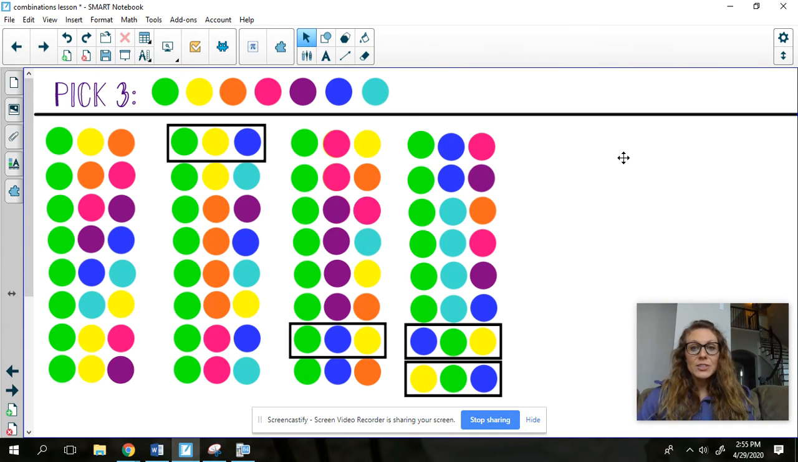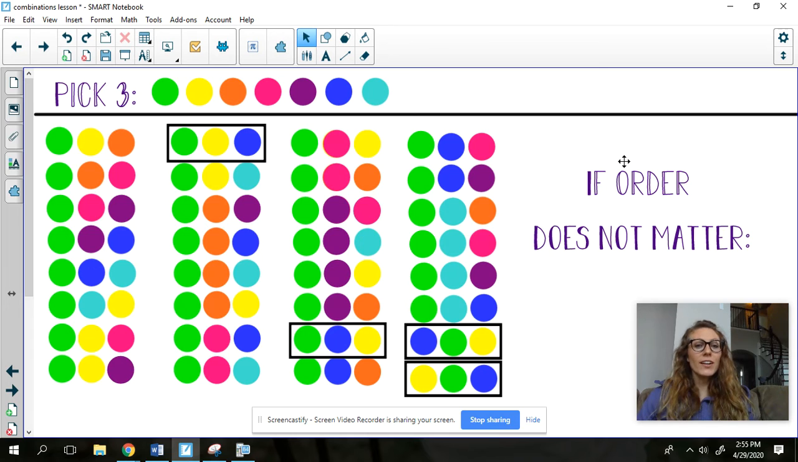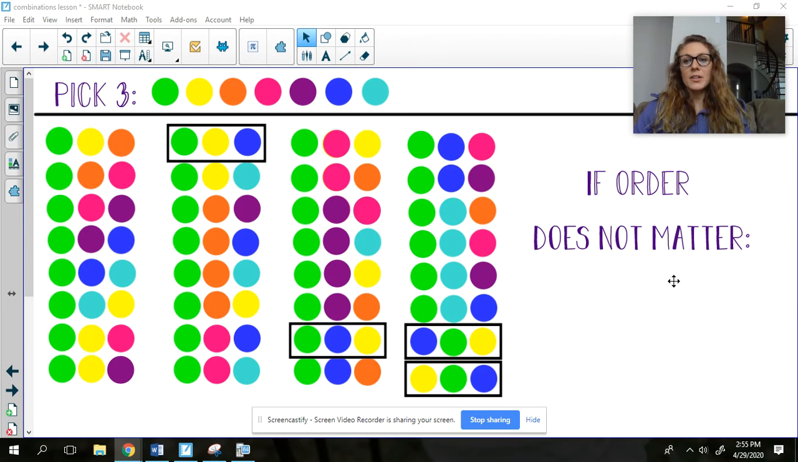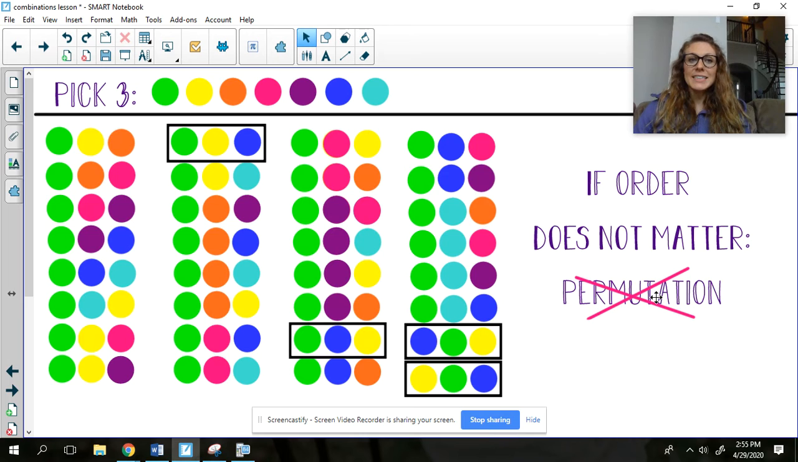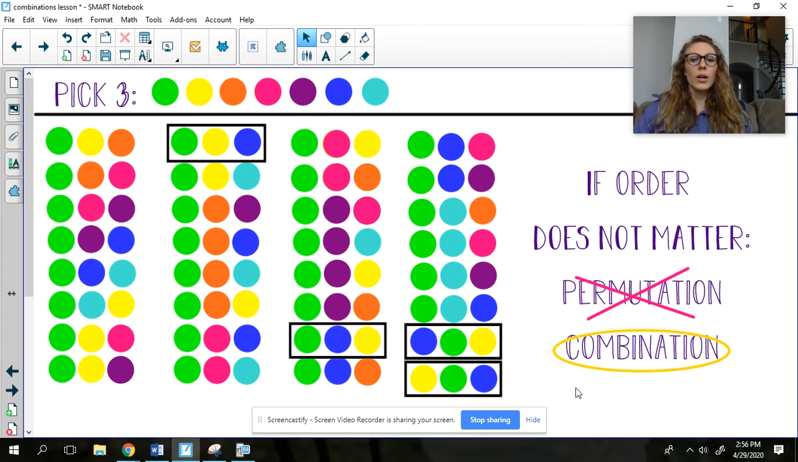So in that situation, if order doesn't matter, the order in which we pick our things doesn't matter, then instead of using what we were calling a permutation, we're going to be instead looking at something called a combination. So again, combinations are what we're going to use when order does not matter.